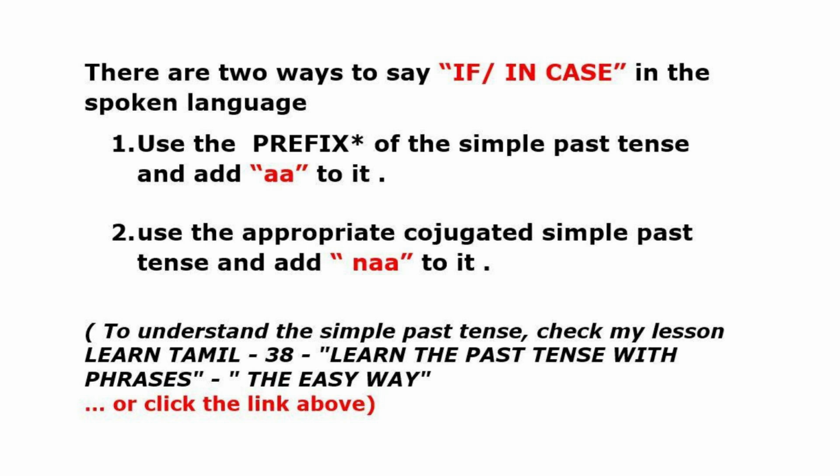So the first one is we use the prefix of the simple past tense and add na to it. Again, when I say prefix, it's not a very strict term. What I mean to say is the first part of the word. And the second one is use the appropriate conjugated simple past tense, which means you conjugate the past tense appropriately depending on the pronoun, and then you add na to it. So we'll see them both now. And to understand the simple past tense, just check my lesson Learn Tamil 38, or you can just click up there.